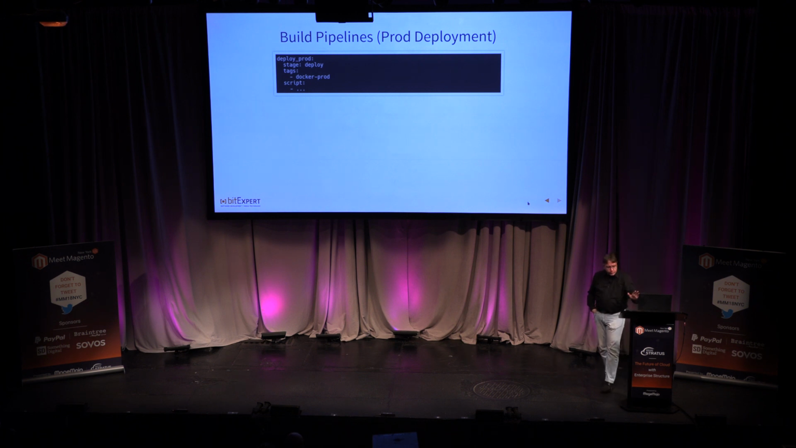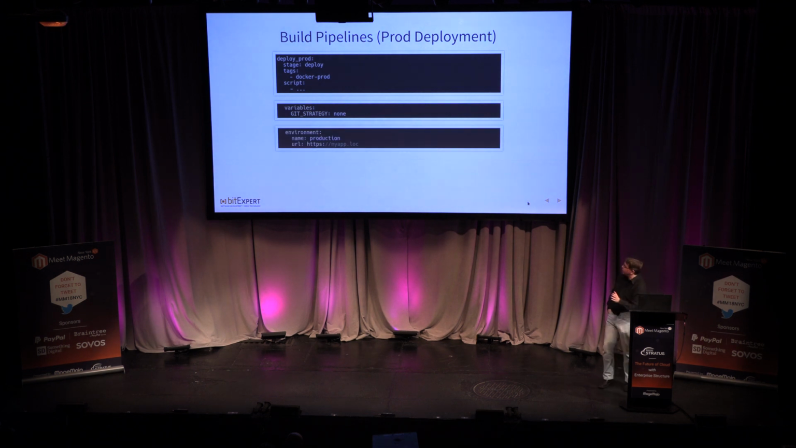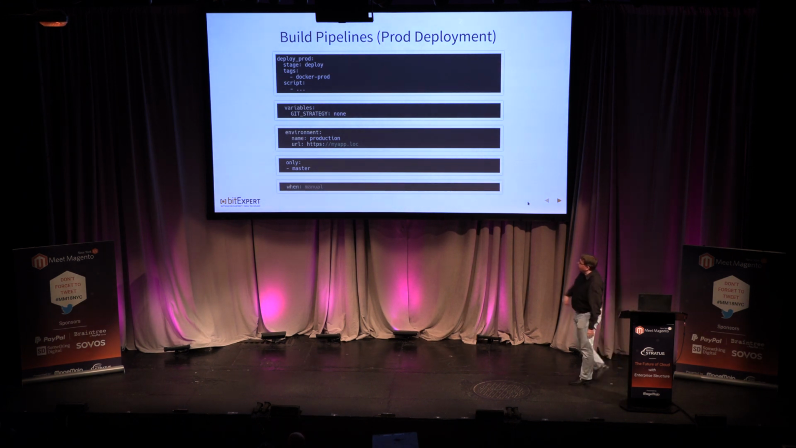Cool. So how do we get that stuff on production? Again, pretty similar to the staging stuff. We use a different tag again, docker-prod, so we know exactly where the stuff is deployed, you know the story. And again, we say no git checkout, please. We define our production environment with a matching URL. We say this only works for master branches or changes to the master branch. And then, most importantly, we say when: manual. And what effect this has, we'll see in a second.